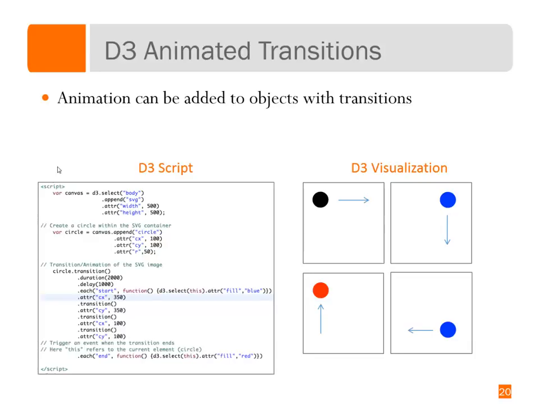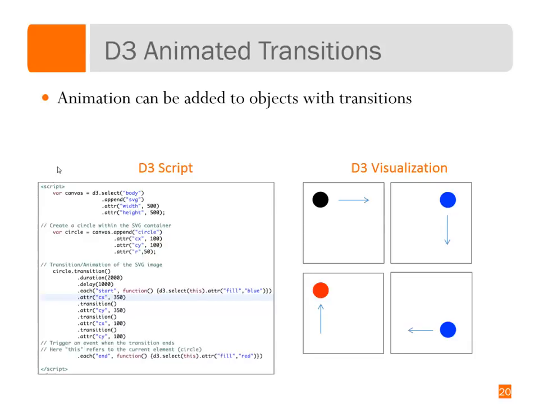a transition. So this transition will give it animation. So we have circle transition, and then we're going to use something called duration. So duration is basically how long do you want it to take to perform this step. And this is expressed in thousandths of a second. So this is 2 seconds. We want it to delay 1 second before the next step.